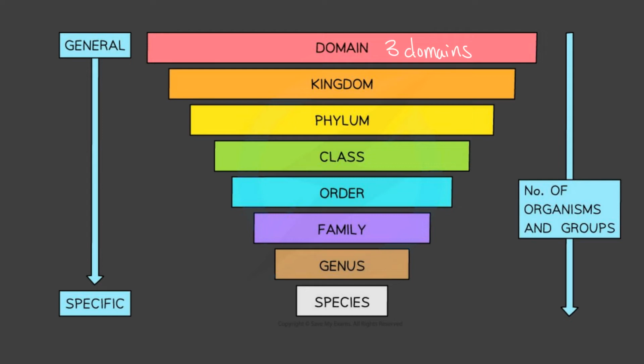Then we would drop down a taxonomic rank to kingdom. We would fall into the kingdom Animalia. There's also Plantae and Protista and Fungi.